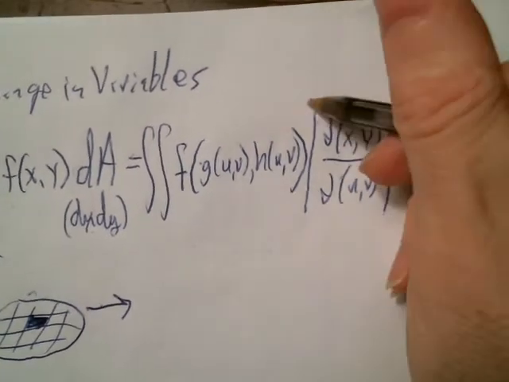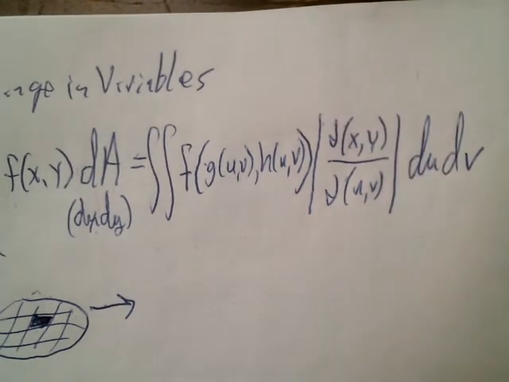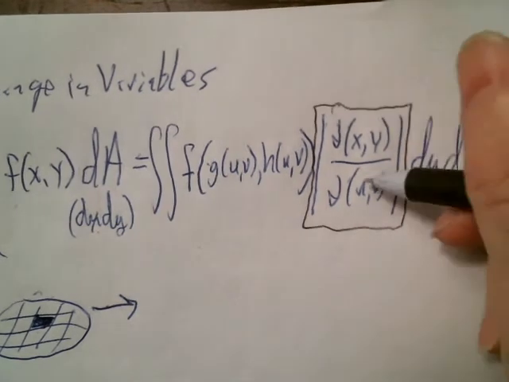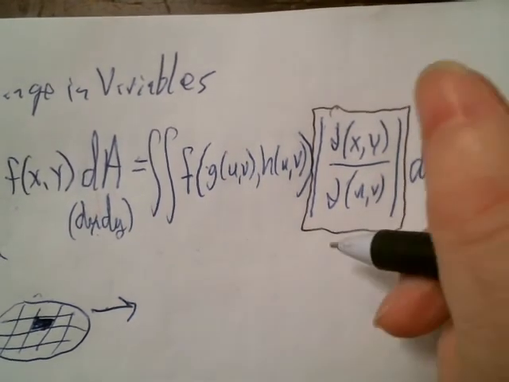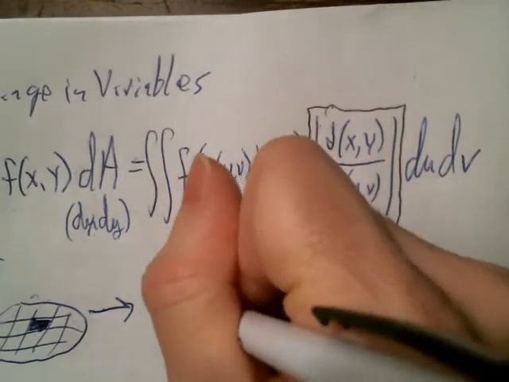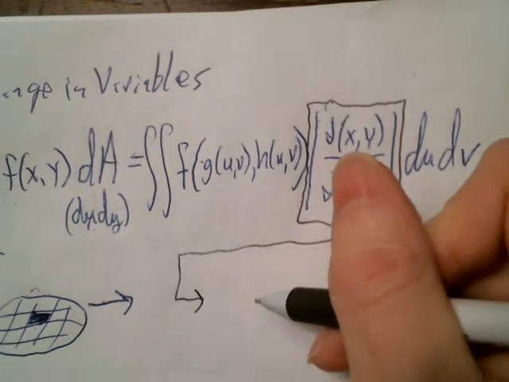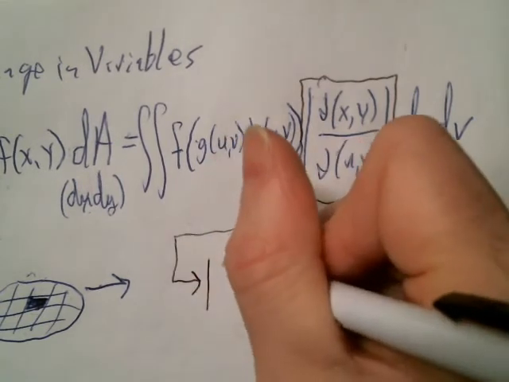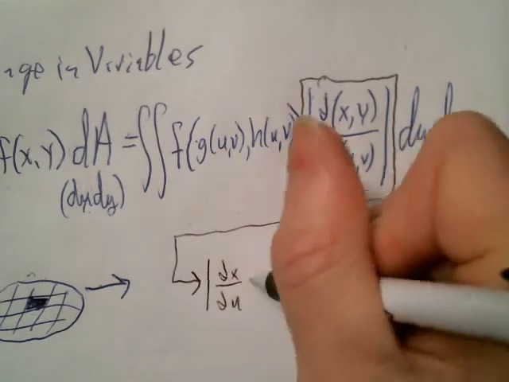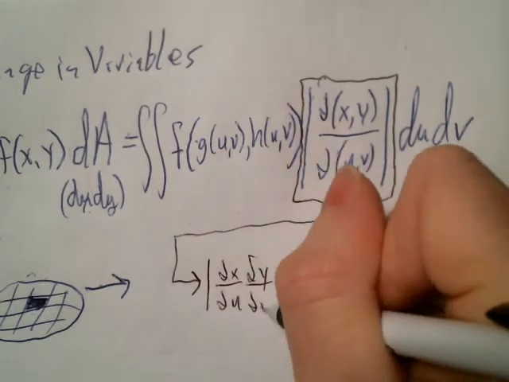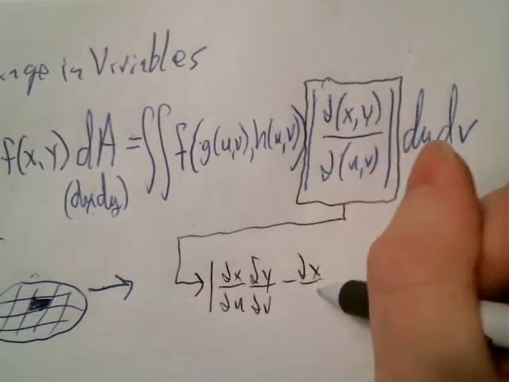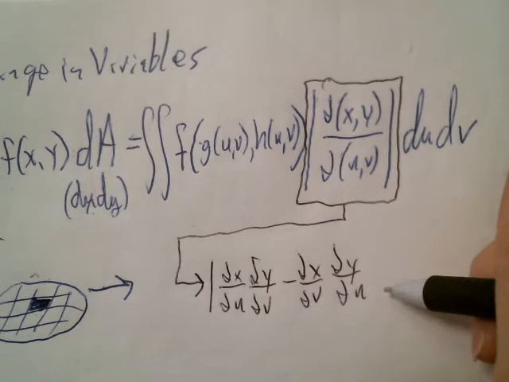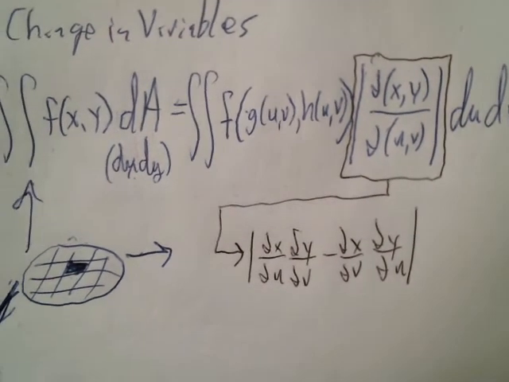Okay, so we need a formula for this object, and this object is the magnitude of this determinant. And what is this thing? Well, in this direction, and you could go in the other direction as well, this thing turns out to be the magnitude of the partial of x with respect to u times the partial of y with respect to v, minus the partial of x with respect to v times the partial of y with respect to u. Hopefully I didn't get those reversed.